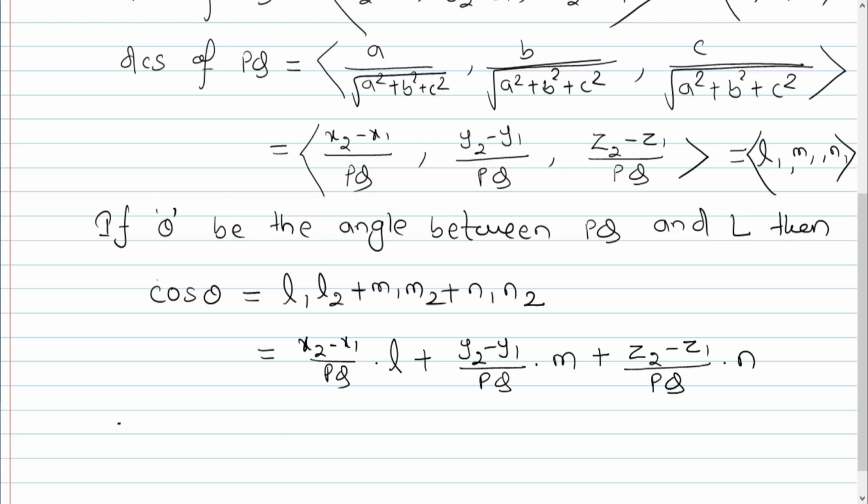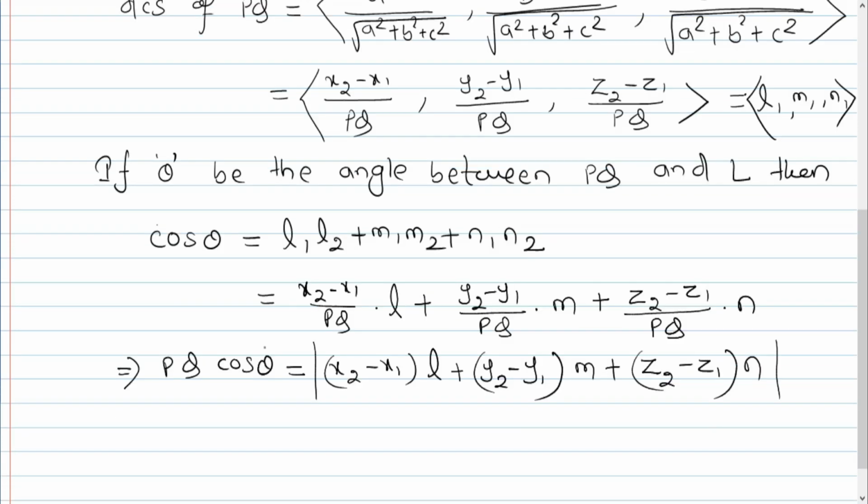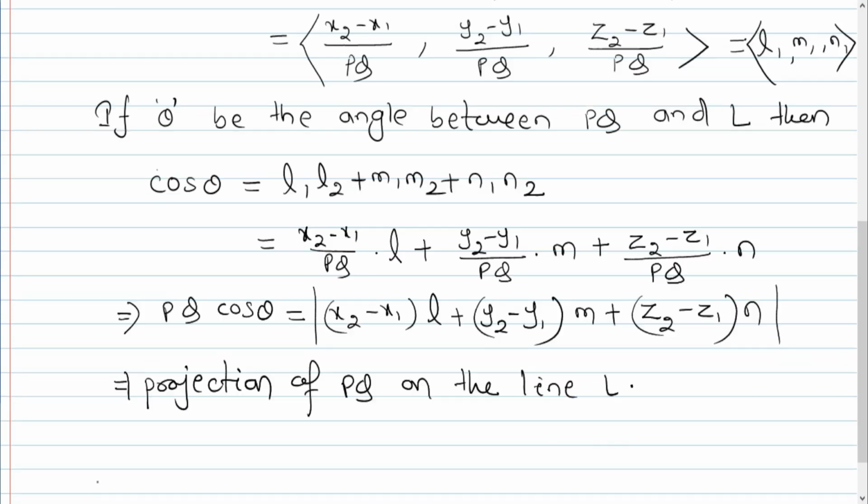So if you take PQ cos theta, it is equal to x2 minus x1 into L plus y2 minus y1 into M plus z2 minus z1 whole into N, modulus of this. Why should the modulus be taken? This is the PQ cos theta. PQ cos theta means the projection of PQ on the line L. So from this we conclude that this one is the projection.